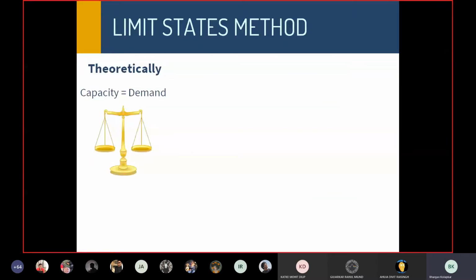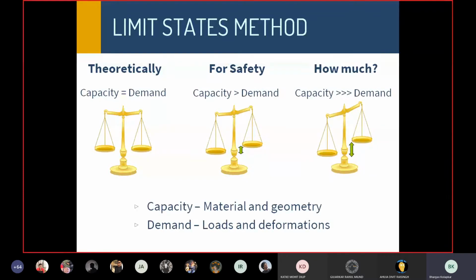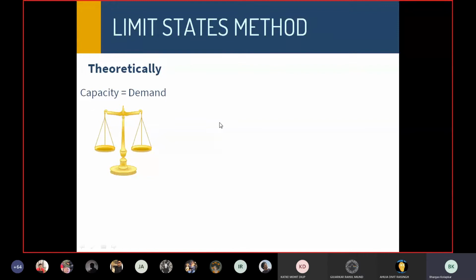Now let us try to understand how we make sure that the structure does not achieve these limit states. We have a certain demand. The demand is in terms of loads. When we apply loads, the various members are going to experience internal stresses, in terms of axial stresses, bending moments, shear forces, torsional stresses, and so on. Everything is clubbed in demand. And capacity is the inherent strength of the material and the member.